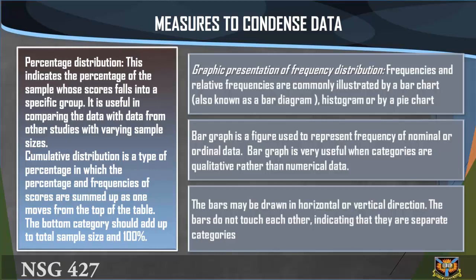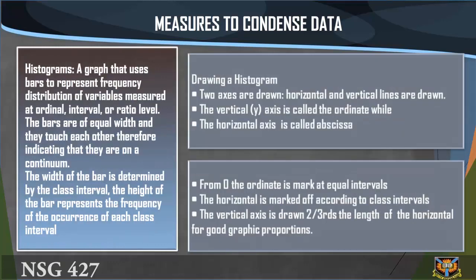The bars do not touch each other, indicating that they are separate categories. Histogram. This is a graph that uses bars to represent frequency distribution of variables measured at ordinal, interval, or ratio level. The bars are of equal width and they touch each other, therefore indicating that they are on a continuum. The width of the bar is determined by the class interval. The height of the bar represents the frequency of the occurrences of each class interval.